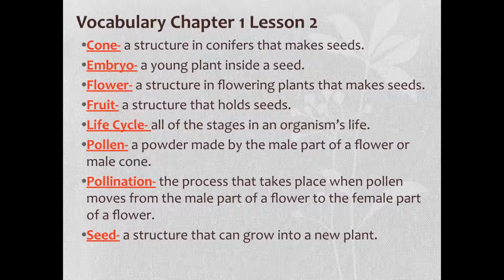And then we come to pollen, which is a powder made by the male part of the flower or the male cone. Pollination, that is the process that takes place when pollen moves from the male part of the flower to the female part of the flower. And then, of course, the seed. And that is the structure or part that can grow into a new plant.